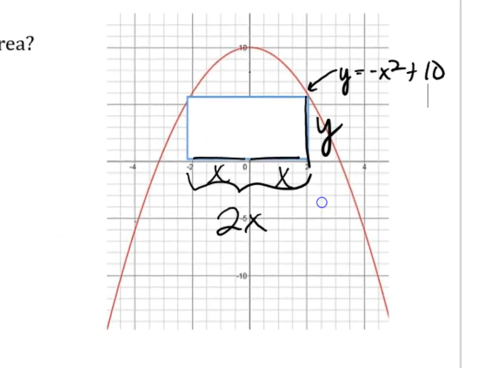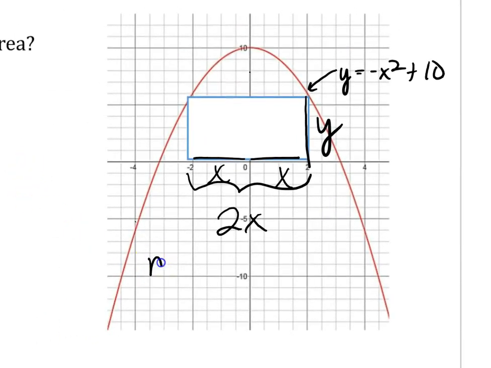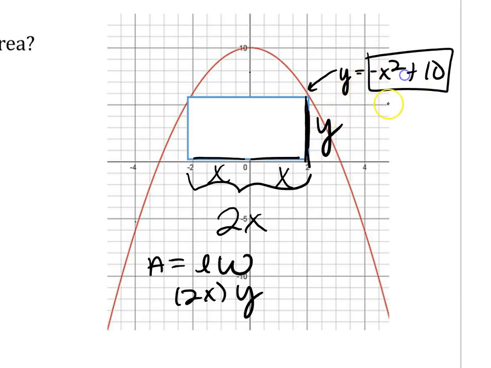Okay? So, in order to talk about the area, it is length times width. It's going to be 2x times y. We just said that any y here is going to be represented by negative x squared plus 10.